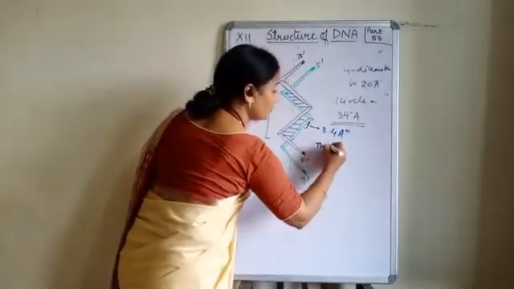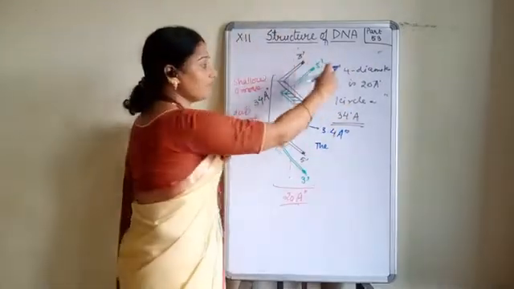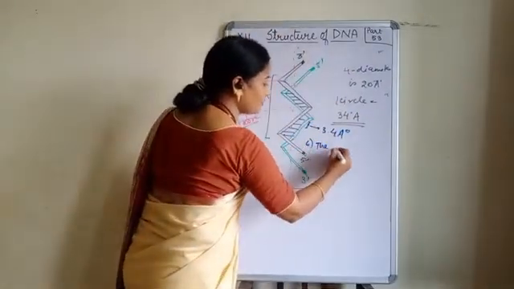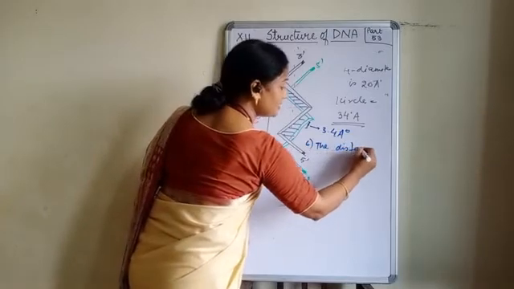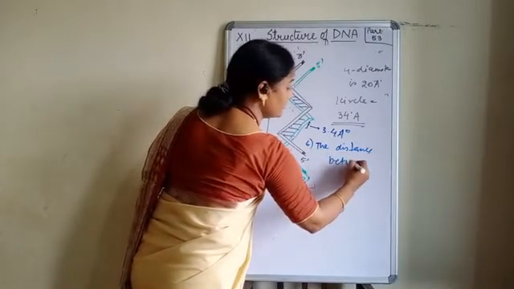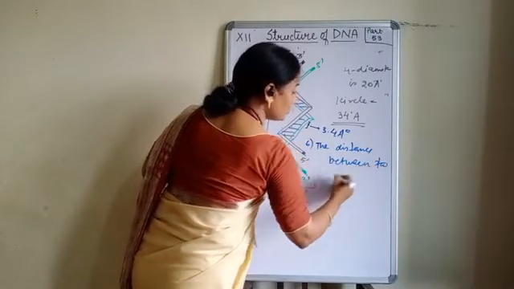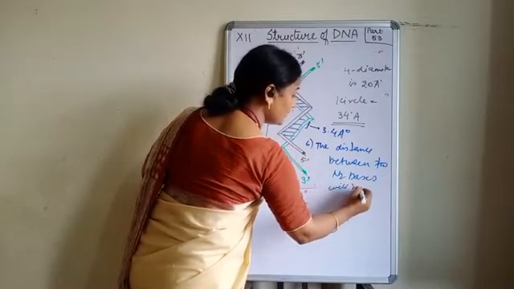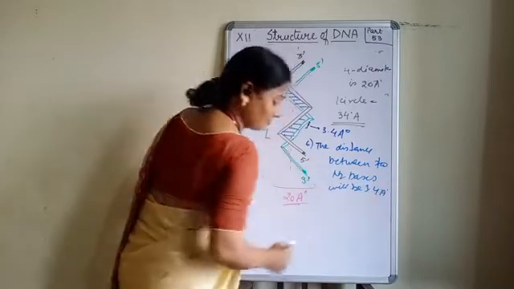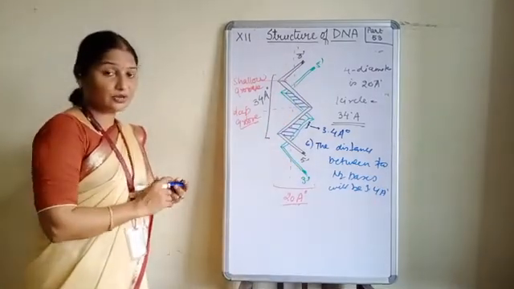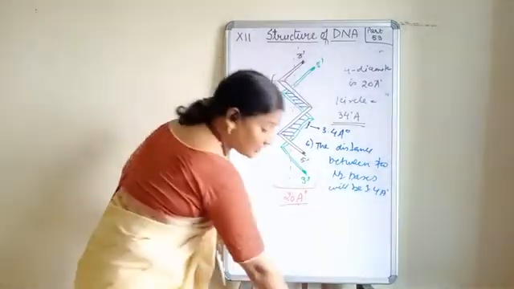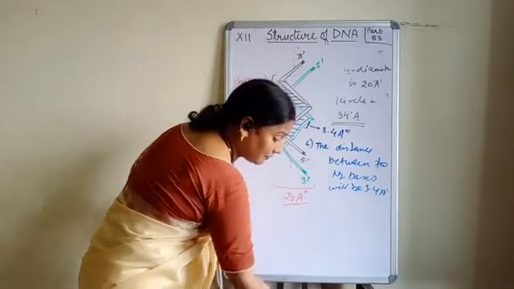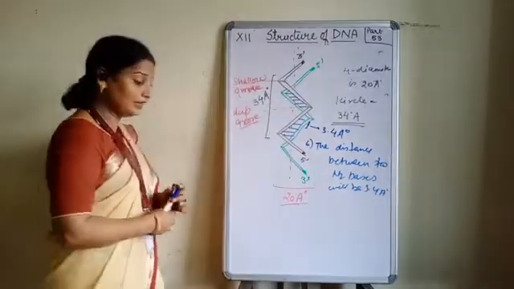Okay, what can we write? The next point, 3, then 4, then 5, then the 6th point will be the distance between two nitrogen bases will be 3.4 angstrom. Okay. So this is the structure of the DNA explained by Watson and Crick.